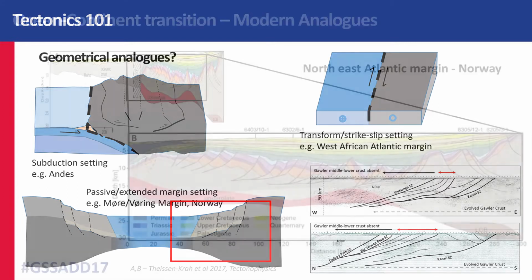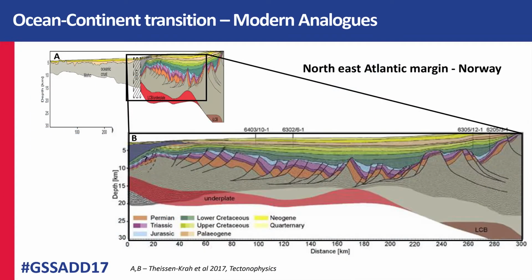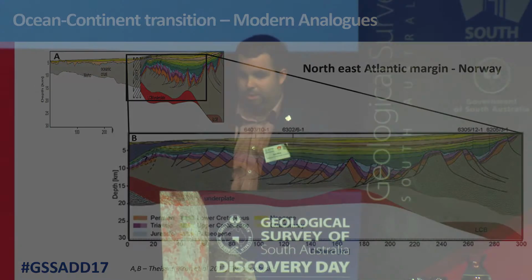So again, a modern analogue will show the northeast Atlantic margin off the coast of Norway. A lot has been done on this region in terms of investigating a passive or an extended margin, and we're seeing vaguely similar sorts of geometries. So this is an evolving model and fairly loosely constrained at the moment, but this is the sort of thing that we can try and present.